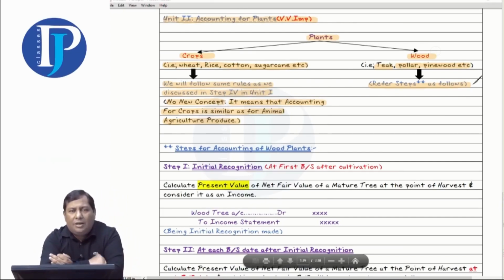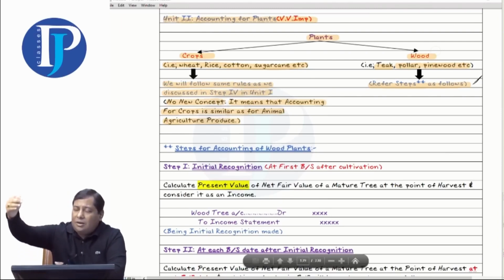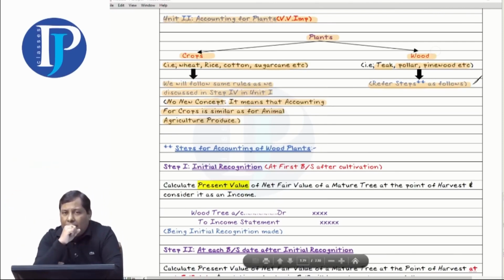I've calculated the present value, consider it as income. What's the deal here? We'll explain. Crops get ready in 3 to 4 months, so time value of money doesn't work there. But this wood will be ready in 20 years. So will you book the entire income after 20 years? No. You need to book something year by year, according to the progress stage. If you don't understand, just listen.